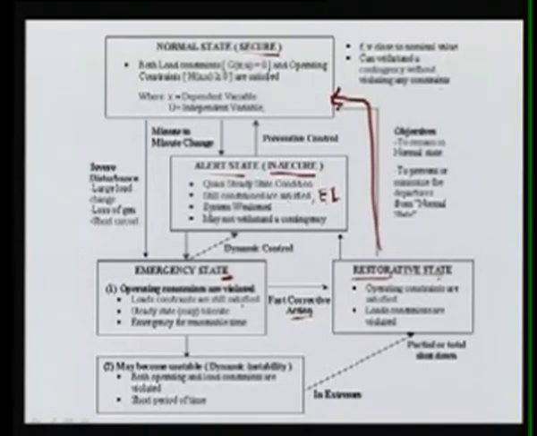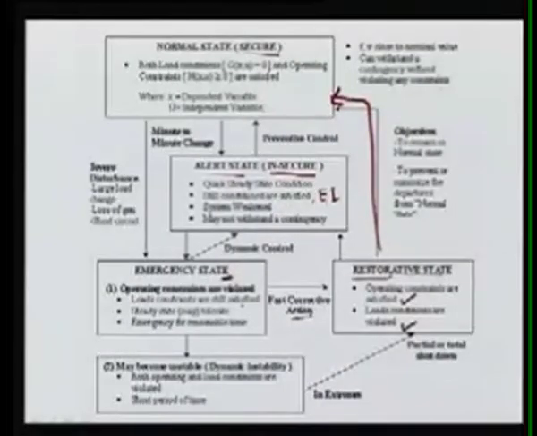In the restorative state, as I said, operating constraints are satisfied but load constraints are violated, so we have to go for load synchronization, meaning we have to synchronize the parts of our power system that are violating, and also go for some load management. Again, here you can see it may be unstable; let's suppose dynamic instability is there, which relates to the extremis, and then we have to go to the restorative state, and finally again to the normal state. So this is your 5-state model, where a very elaborate explanation is given.